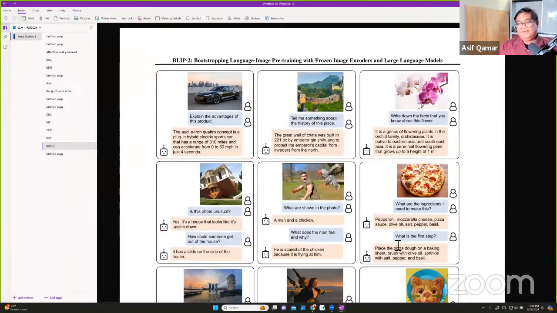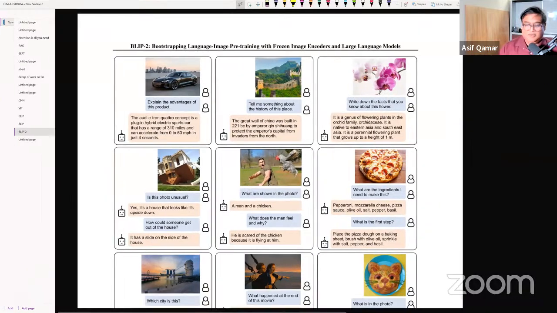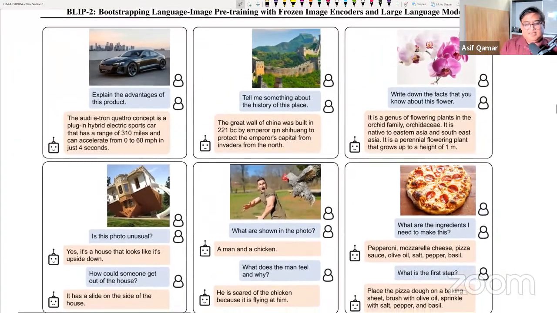Then let's look at the output. This is where you'll be surprised how well it does. Look at this: explain the advantages of this product. What is this product? A picture of a car. Now it is behaving literally like ChatGPT these days, isn't it? You give it a prompt and you say, explain the advantages of this product. You're not telling it what it is. Would you have expected this response? The Audi e-tron Quattro concept is a plug-in hybrid electric sports car that has a range of 310 miles and can accelerate from 0 to 60 in just 4 seconds. I couldn't have said that. I had no idea what this car is.